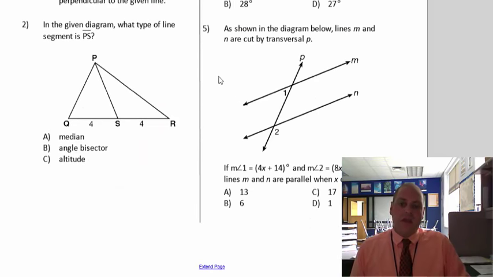Number 2, in the given diagram, what type of line segment is PS? Well, as you could tell, they're saying that QS and SR are both 4, so QS is equal to SR. That means that S is the midpoint. Okay, you have to take a look and examine the picture. S is the midpoint, and when you draw from the midpoint to the opposite vertex, that is known as a median. Okay, a median is midpoint to opposite vertex.